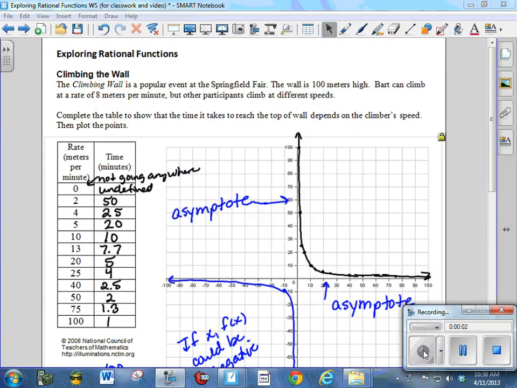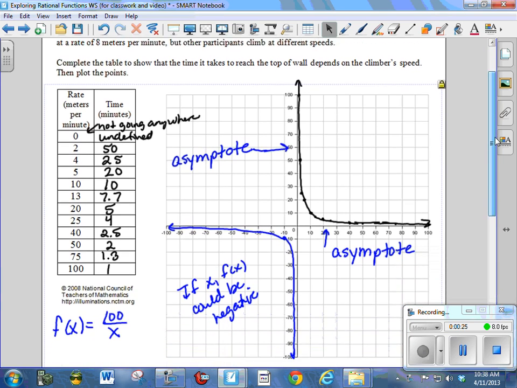This is the climbing the wall problem that we did together in class today as we explored rational functions. It says the climbing wall is a popular event at the Springfield Fair. The wall is 100 meters high, but Bart can climb it at a rate of 8 meters per minute, but other participants climb at different speeds. Complete the table to show that the time it takes to reach the top of the wall depends on the climber's speed. Then plot the points.